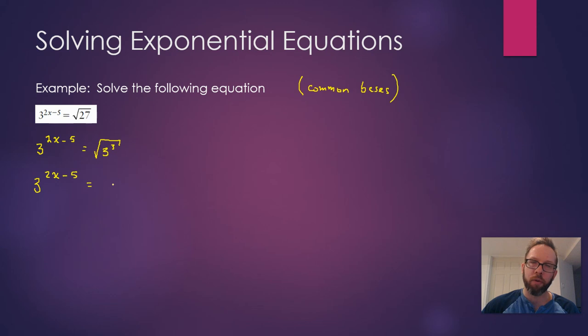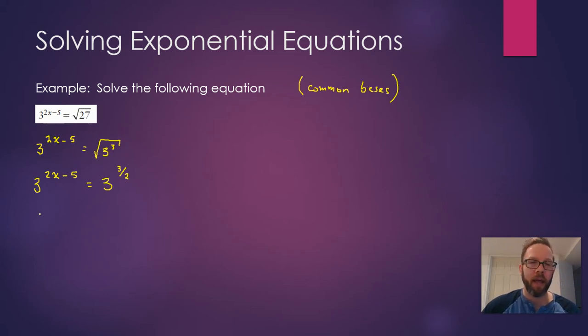The square root is equivalent to an exponent of a half. The square root of 3 to the power of 3 is equivalent to, therefore, 3 to the power of 3 over 2. And you can verify that as well. But we should be able to take those, if 27 is a power of 3, we should be able to write root 27 as a power of 3.